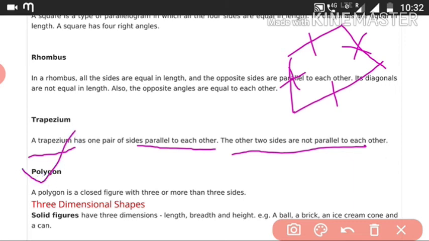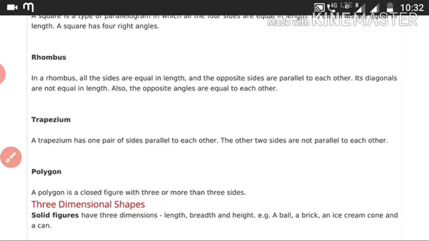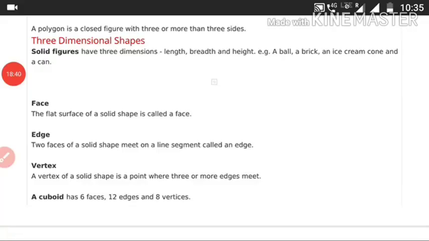Now polygon. Keep in mind this word polygon. What is a polygon? A polygon is a closed figure with 3 or more than 3 sides. Suppose I draw this, it also has 3 sides, isn't it? But this is not closed, so this will not be a polygon. So a polygon will be only a closed figure. It will start from 3 or more than 3 sides. This is a polygon.